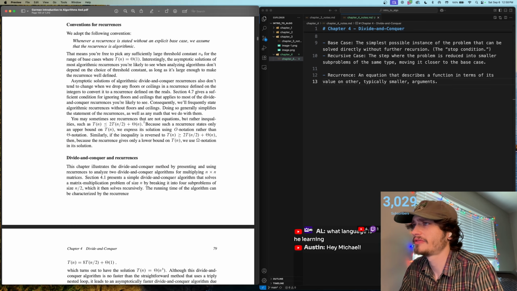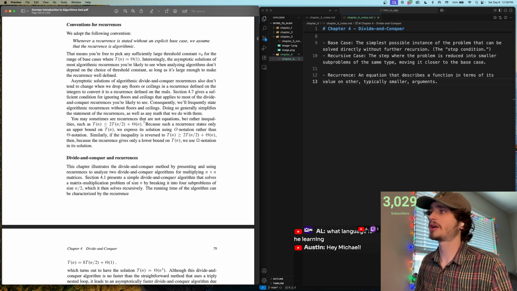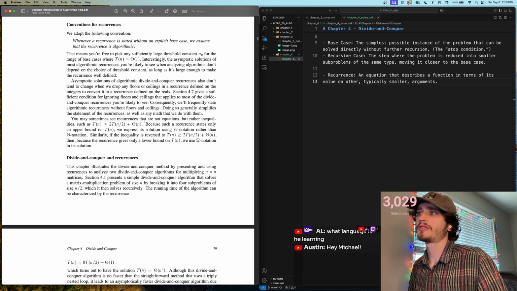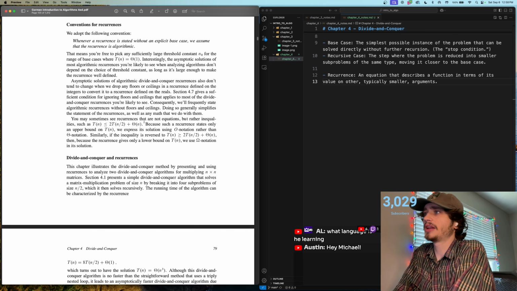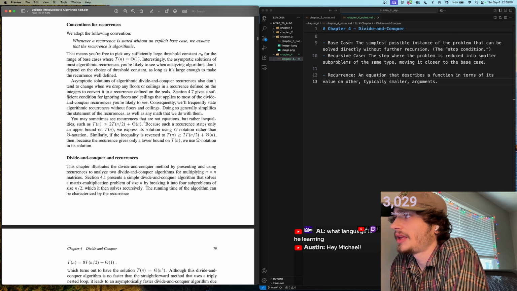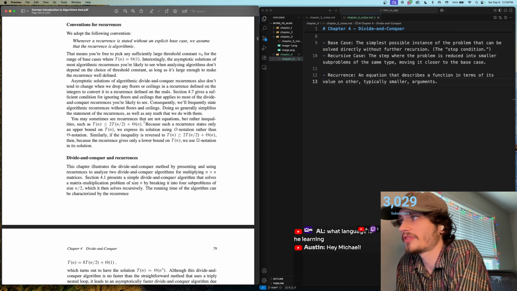We adopt the following convention. Whenever a recurrence is stated without an explicit base case, we assume that the recurrence is algorithmic. That means you're free to pick any sufficiently large threshold constant n naught for the range of base cases where T(n), the recurrence, is equal to Θ(1). Interestingly, the asymptotic solutions of most algorithmic recurrences you're likely to see when analyzing algorithms don't depend on the choice of threshold constant, as long as it's large enough to make the recurrence well defined.